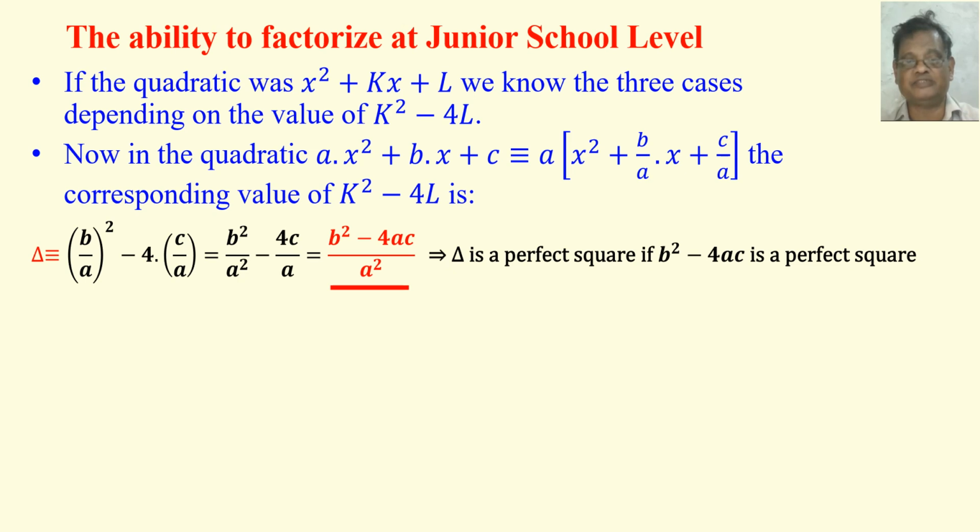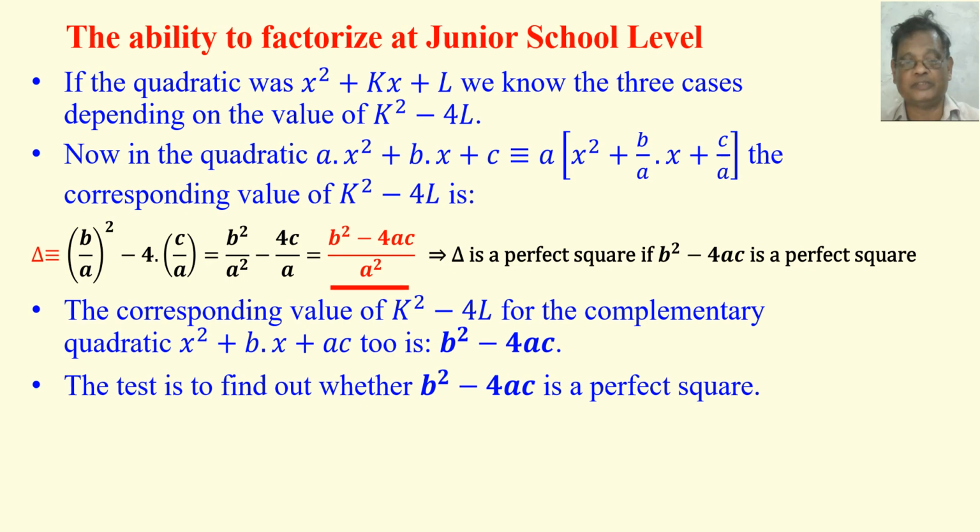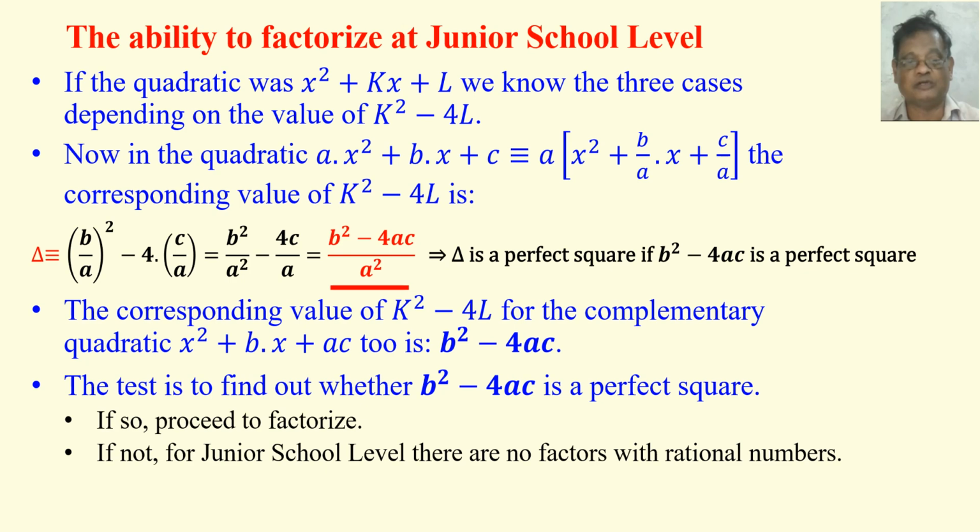Delta is a perfect square if b squared minus 4ac is a perfect square. The corresponding value of k squared minus 4l for the complementary quadratic x squared plus bx plus ac is b squared minus 4ac. The test is to find out whether b squared minus 4ac is a perfect square. If so, proceed to factorize. If not, for junior school level, there are no factors with rational numbers.